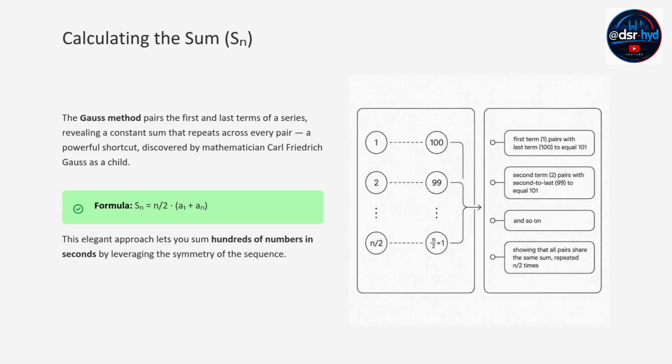Sum of an arithmetic series. The formula for finding the sum of an arithmetic series was popularized by the great mathematician Carl Friedrich Gauss. The formula is S sub n equals n divided by 2 multiplied by (first term plus last term). Instead of adding hundreds of numbers one by one, this formula gives the answer instantly. It is one of the most useful formulas in mathematics.